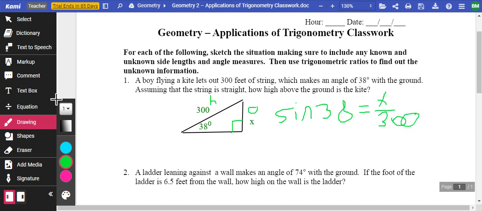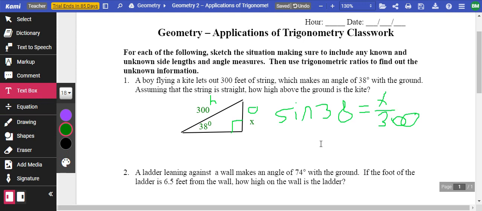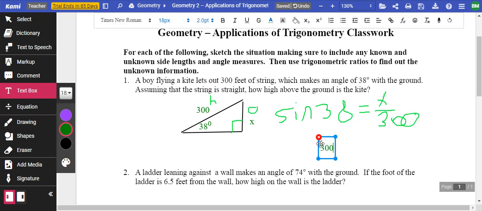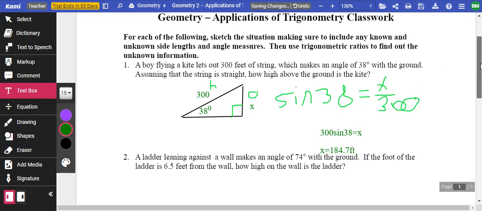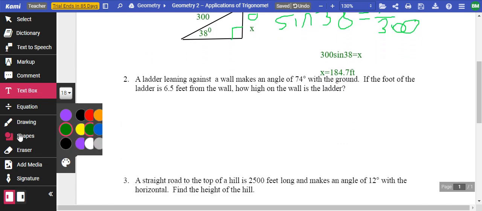Okay, so this ends up giving me 300 sine 38 equals x. I'm just putting this in my Desmos calculator again, and I get x equals 184.7 feet. Okay, let's move on to the next one. Again, we're going to build that triangle each time.